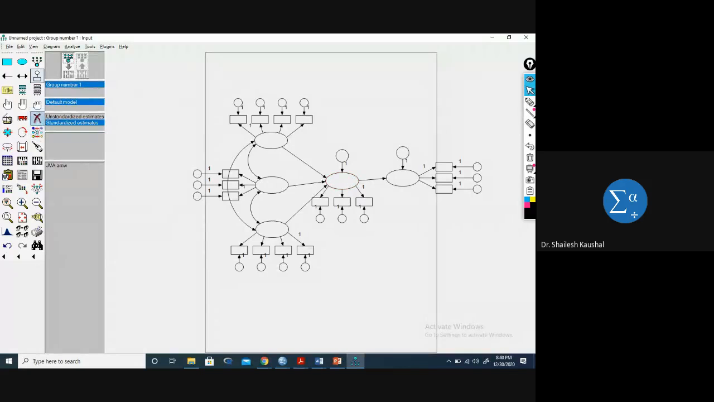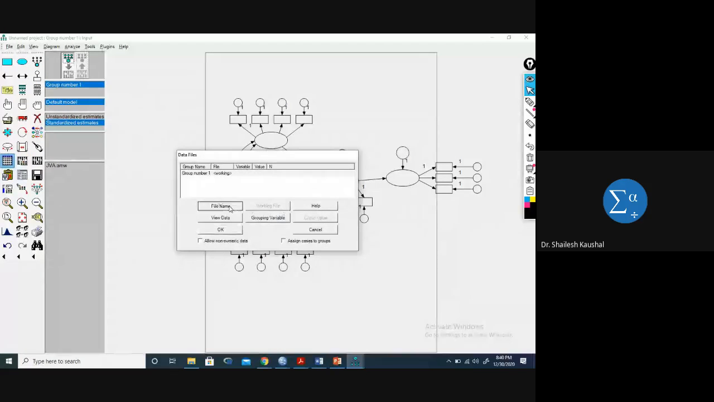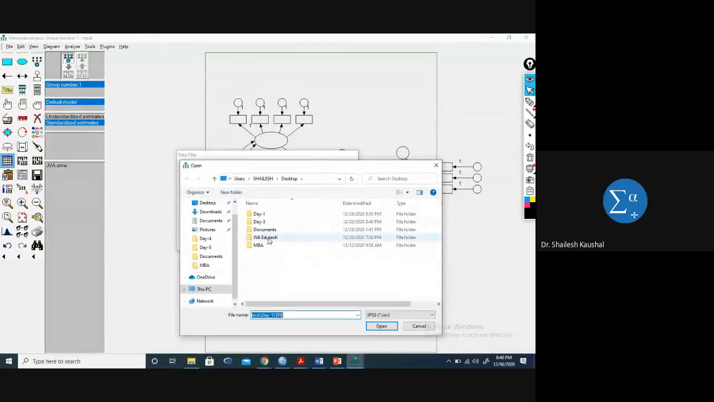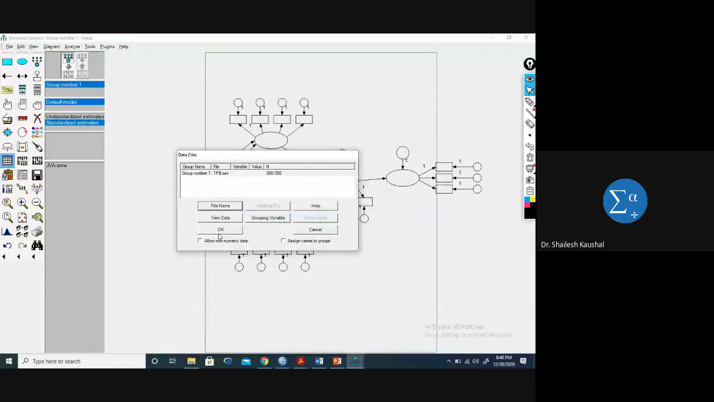Okay, now I am selecting the file. After making the model, what is the file? The file name is day 5 tpb, and then okay.